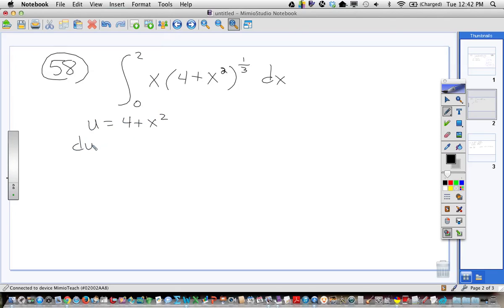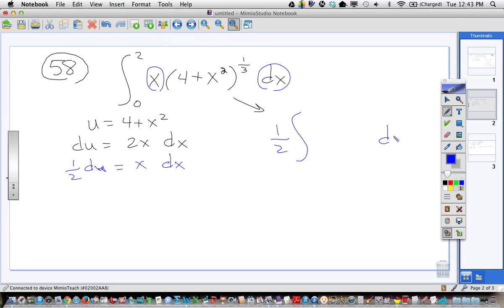So the du would be 2x dx, which I think is going to work out nicely because I can see that I've got an x dx right there. So that just tells me I'll move this 2 over to here. And that's going to be x dx. And so when I sub out the x and the dx for the 1/2 and the du, and then this whole thing is just u to the 1/3.